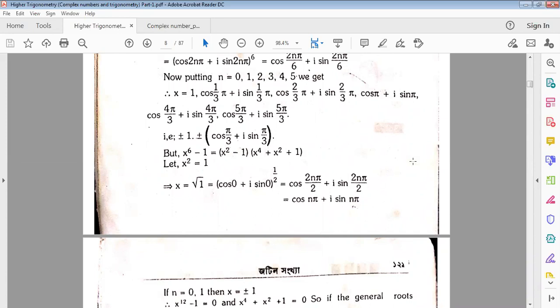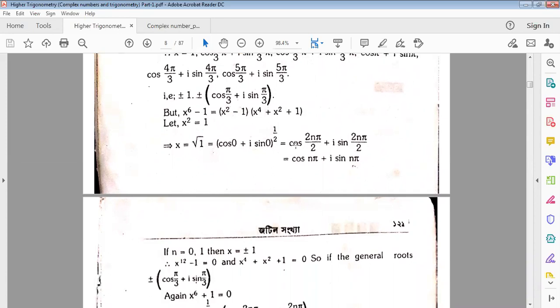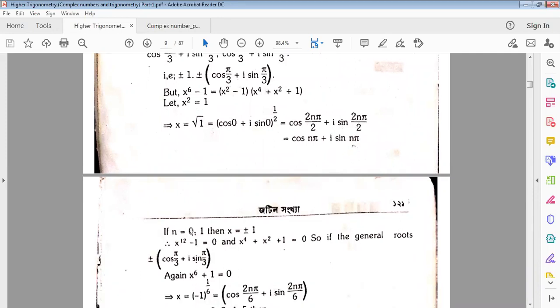You have to write in notes that de Moivre's theorem is used in every case. Cos 2nπ by 2 plus i sin 2nπ by 2. Then these two cancel, leaving only cos nπ plus i sin nπ. Just putting n equals 0 and 1, we have to find only two roots. This one gives the first root, and this one gives the second root. Then x equals only plus minus 1.